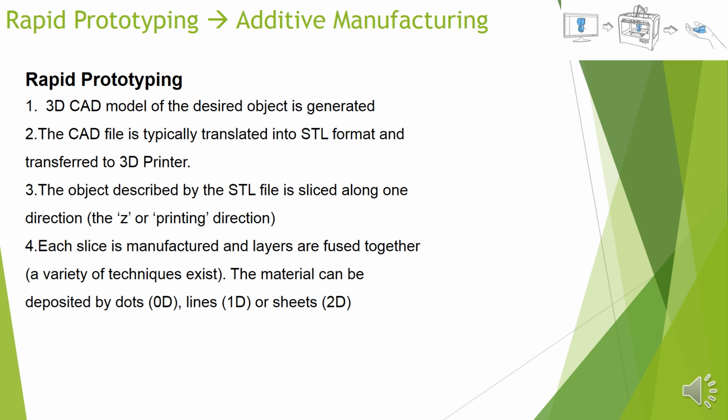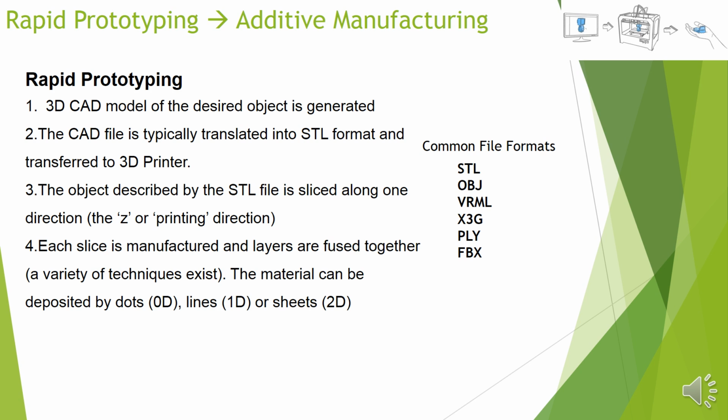Let's look at the steps involved in rapid prototyping. The rapid prototyping involves creation of a 3D design in a CAD software. The 3D CAD model is then translated into an STL format. There can be a number of other potential formats depending upon the specific 3D printer requirements and the 3D software that is being used.